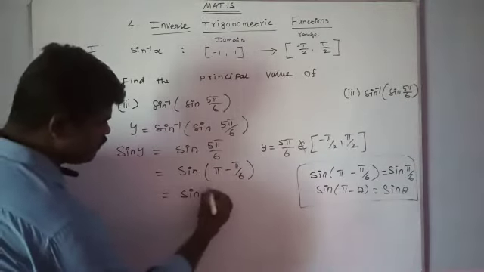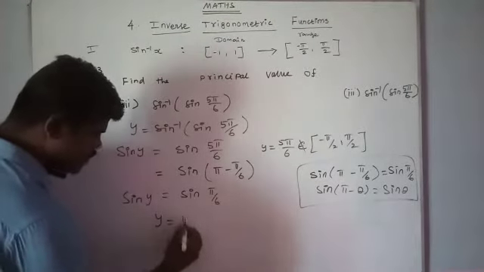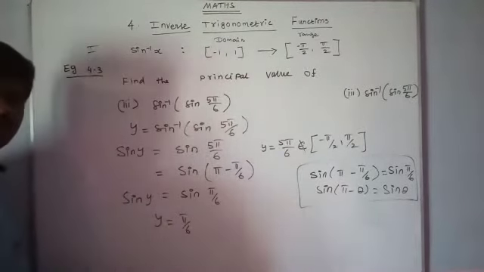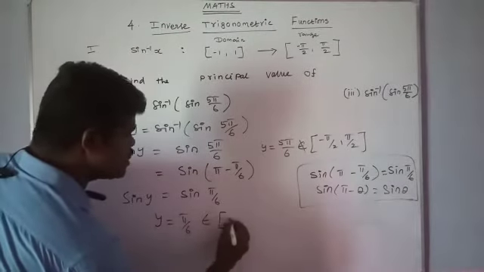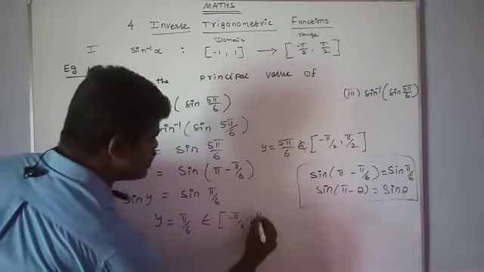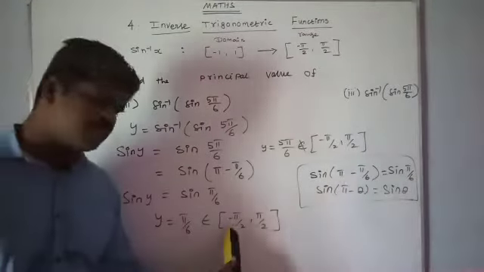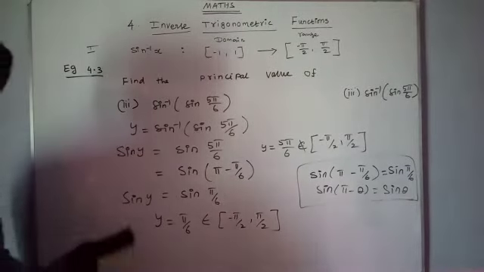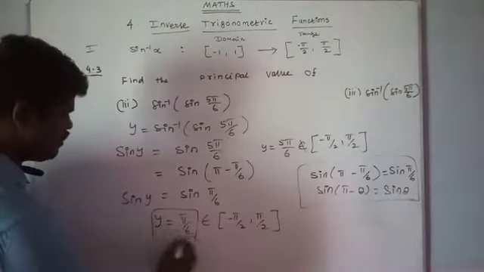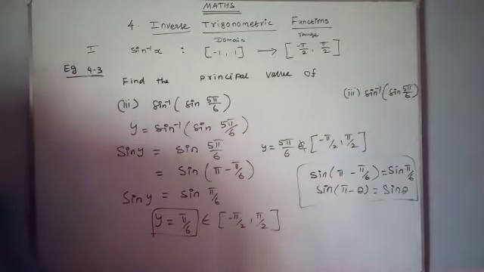Sin y equal to sin pi by 6. Now equate this value, y equal to pi by 6. This is the principal value, which lies between minus pi by 2 to plus pi by 2. This pi by 6 is 30 degrees. 30 degrees lies between minus 90 to plus 90 degrees. Okay, this is a very important sum, so refer to this sum. And we go to another one.